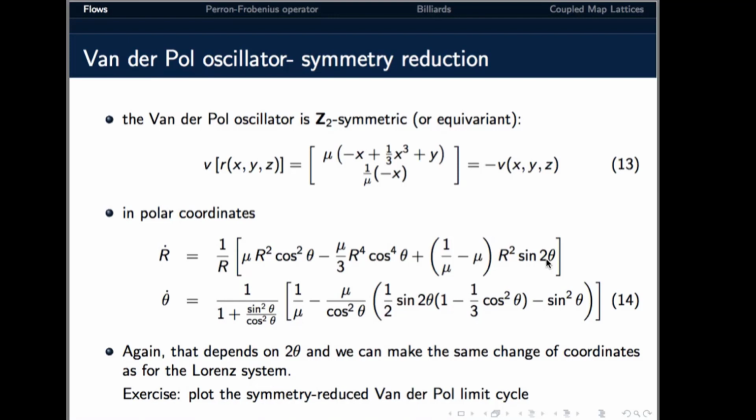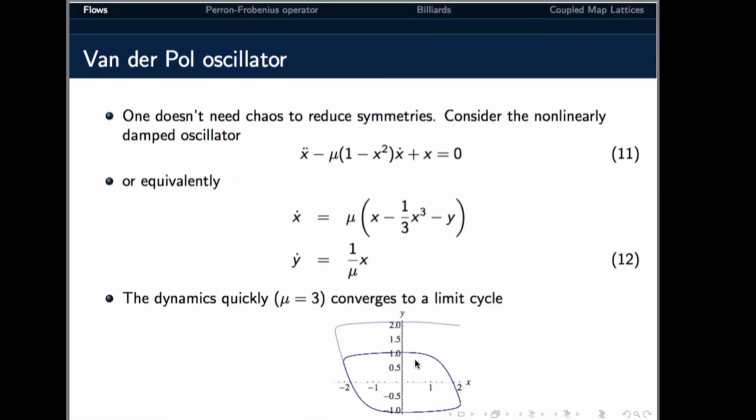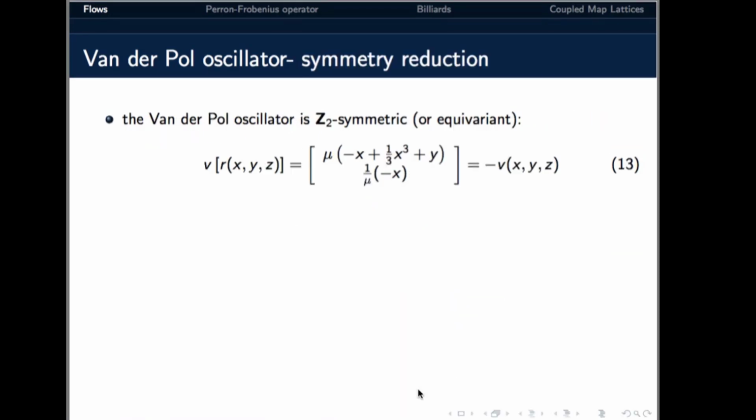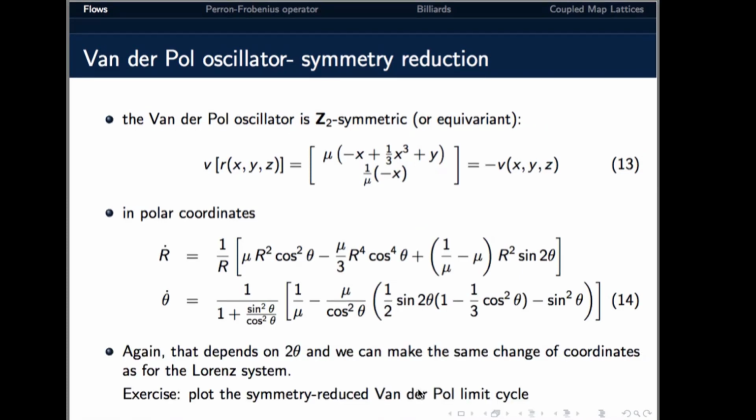This is simpler than the Lorenz system because it's 2D, and you can try to plot the symmetry reduced Van der Pol limit cycle and see how it looks. Again, you see here you have 2 arms, and the symmetry reduced one has XY symmetry, so it only has half of it. This is a simpler system. This is just to show that even on simpler systems such as oscillators, you can have symmetries, and it can be useful to reduce them.